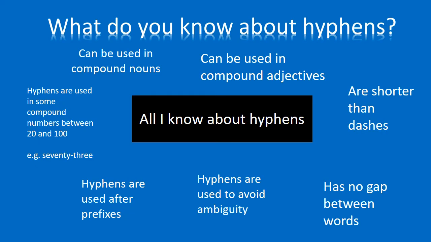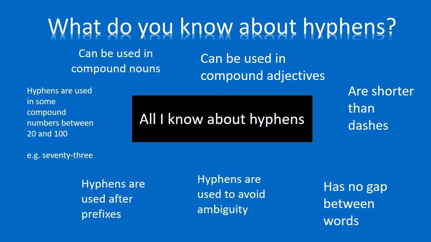Well, we know that hyphens are shorter than dashes. Hyphens have no gaps between words. Hyphens are used to avoid ambiguity, which means that they're used to help avoid any confusion or any misunderstandings. Say, for example, if you were writing the word research, we know that to research something is to find out more about a topic. Whereas if you were to re-search your room after having lost your phone, then it means that you looked and searched for your phone again. Okay, so we do have to use a hyphen there to show the difference in meaning.